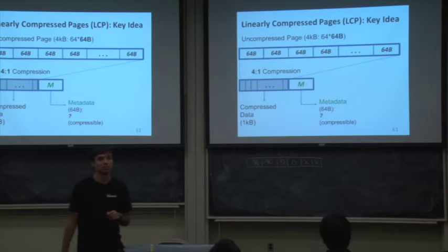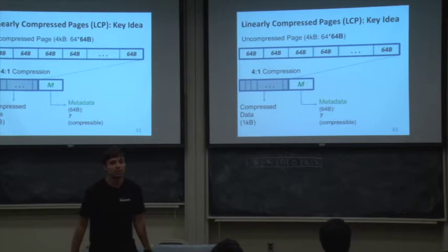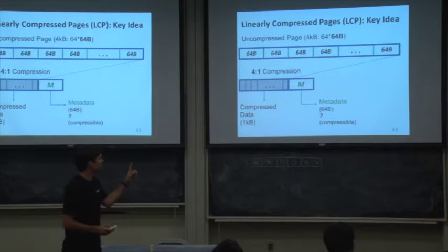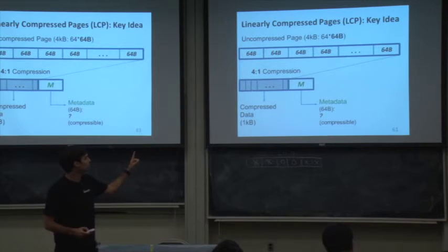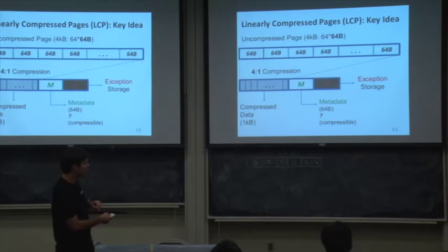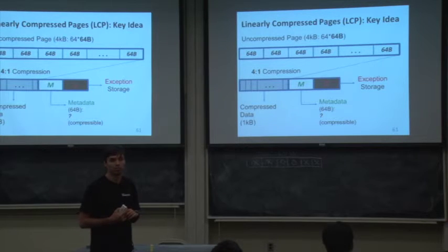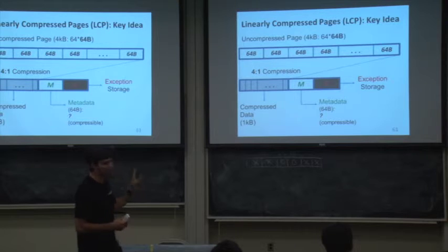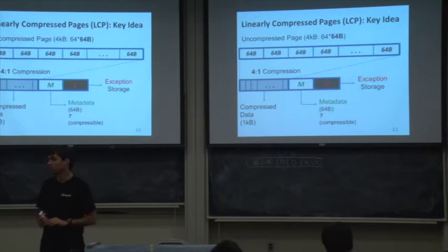Good question. What is stored in metadata? I'll talk about this. Essentially, it's just 2 bits. Here I'm just saying for every cache line you store a bit, whether it's compressible or not, just 1 bit, so the whole metadata is just 64 bytes. What if a cache line is not compressible? It's then stored in exception storage, fully uncompressed. So doesn't it limit, can you have a case where every cache line? Yes, not every page is compressible. Some pages are compressible, some are not, clearly. I'll talk about that. That's a good question, I'll talk about that. Yeah, questions?